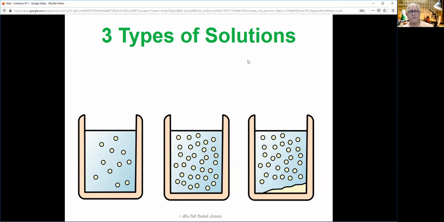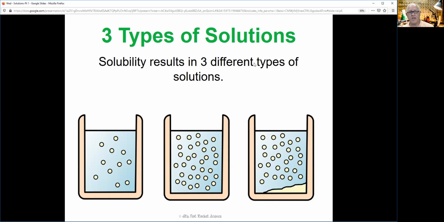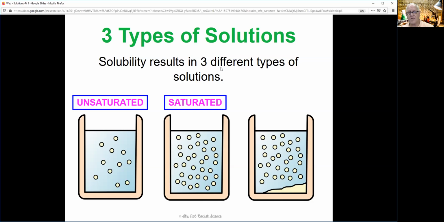Now, there are 3 types of solutions, and solubility results in those 3 different types of solutions. You can have an unsaturated solution, a saturated solution, and a supersaturated solution. And if we look at this illustration here, you'll see on the left under unsaturated, you only see a small amount of solute floating around in the liquid.